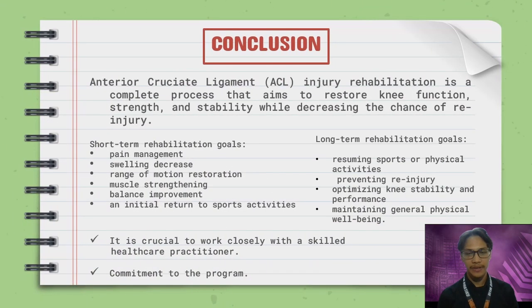As for the conclusion, ACL injury rehabilitation is a process that focuses on restoring the main function of the knee. Based on the rehabilitation goals, we have two terms, which are short-term and long-term goals. Short-term is management to achieve the long-term goal, while long-term goal is helping the patient to understand their own journey of healing. Lastly, it is important to cooperate with a skilled physician, and you need to give huge commitment to the rehabilitation program that is given to you.